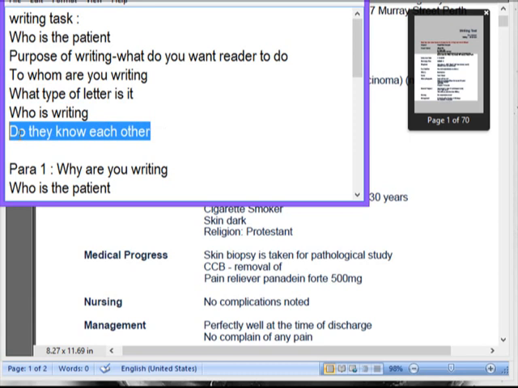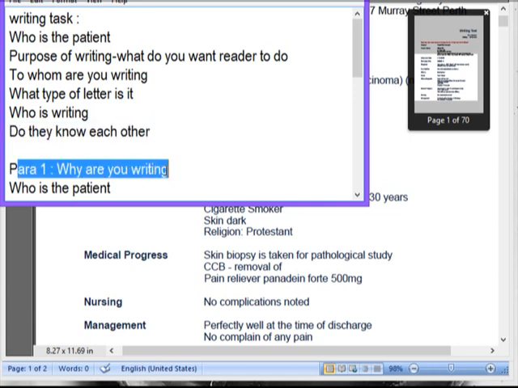And this is something which is very important, which you'll have to note: whether they know each other, so whether the patient and the person who is reading the letter, whether they know each other. Now there are 2 kinds of case notes.